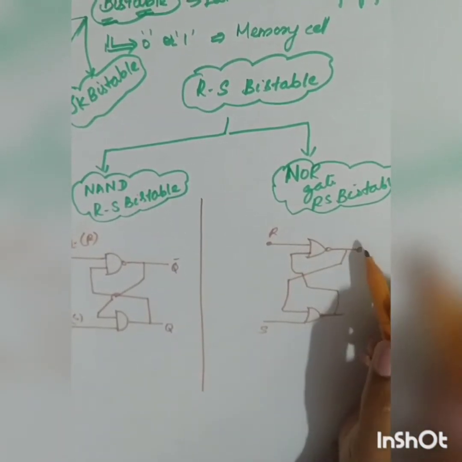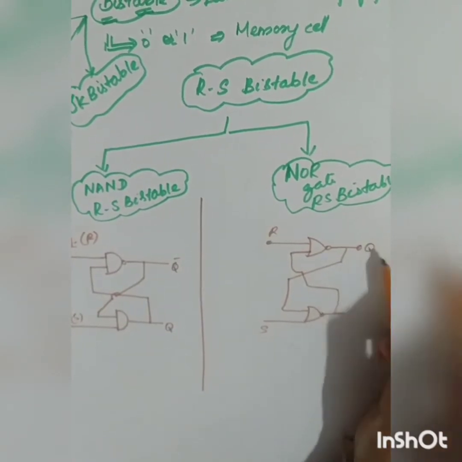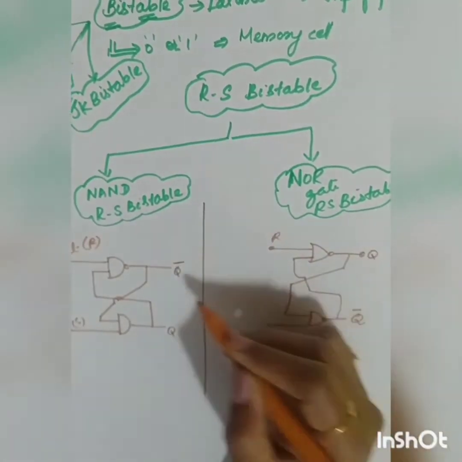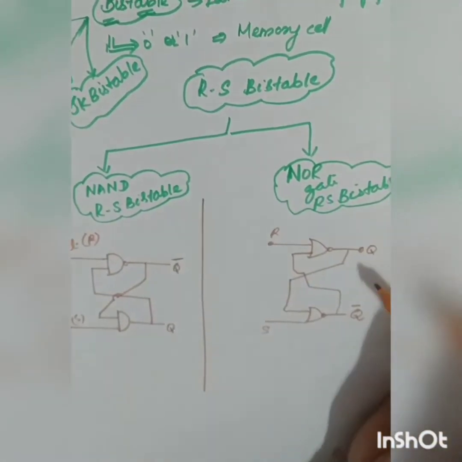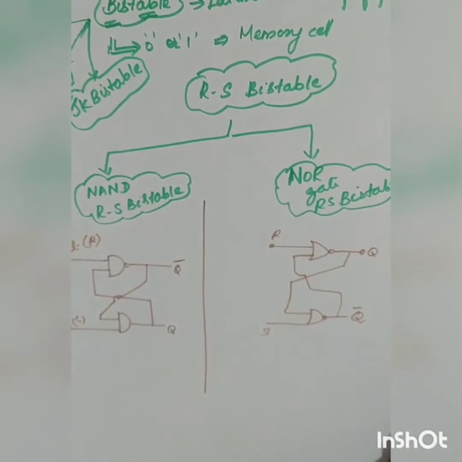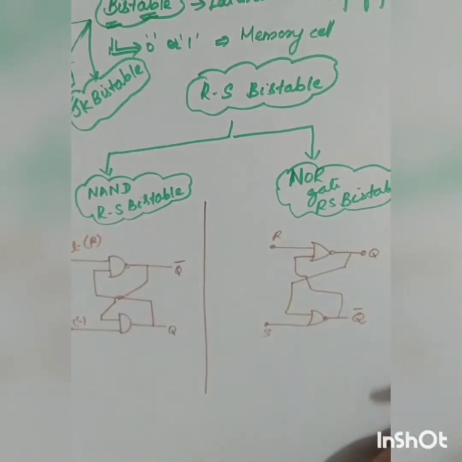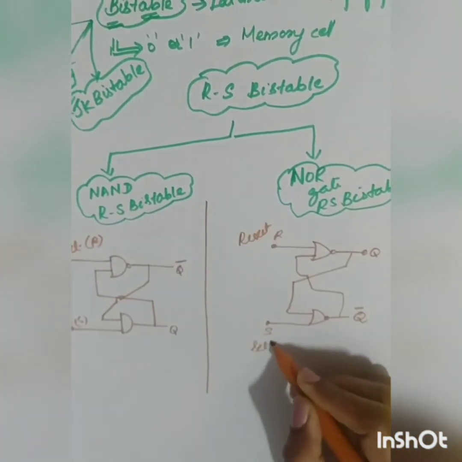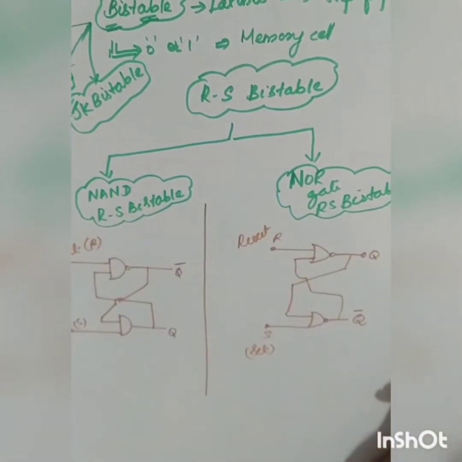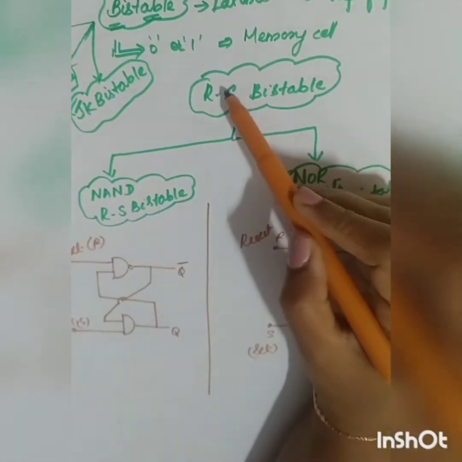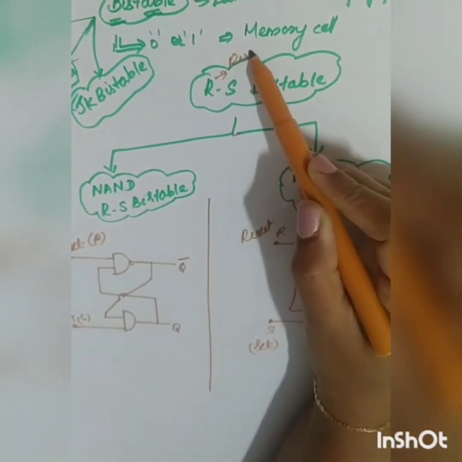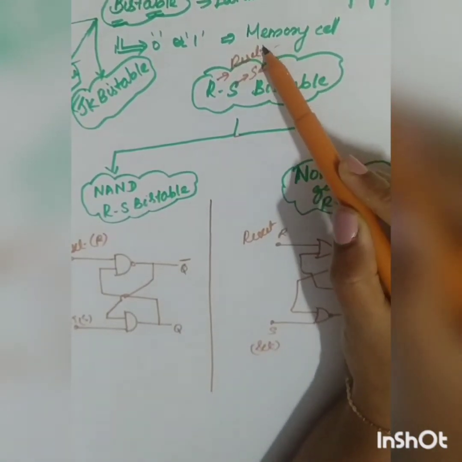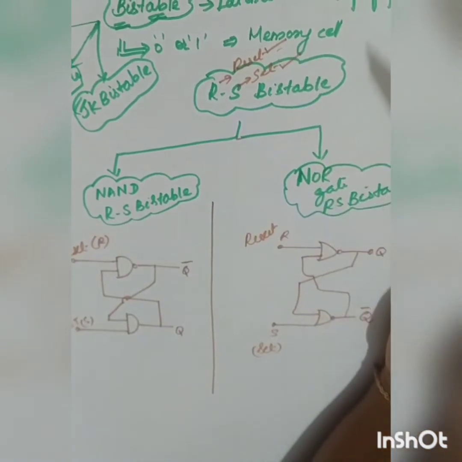So in the case of the NOR gate, it is going to be Q and Q bar, just inverted form. Here it is Q bar Q. In the case of NOR it is Q Q bar. Reset and set. Okay. So what is meant by RS bistable? R stands for reset and S stands for set. So these are the two states. Either it will be in the reset state or it will be in the set state.